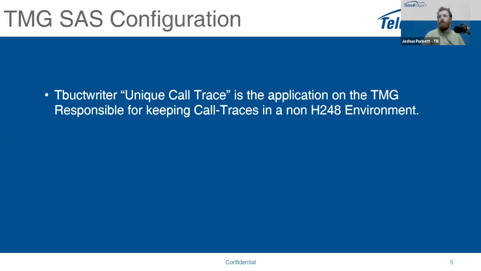I mentioned before all those applications that we have running on our CentOS box, and one of them is called the UCT writer. Each one of those applications has different responsibilities, and they make our system work as flawlessly as it does. This is the main one you're going to want to drill down into if you have any issues with the SAS configuration. But in all honesty, once you set it up, it kind of just works.